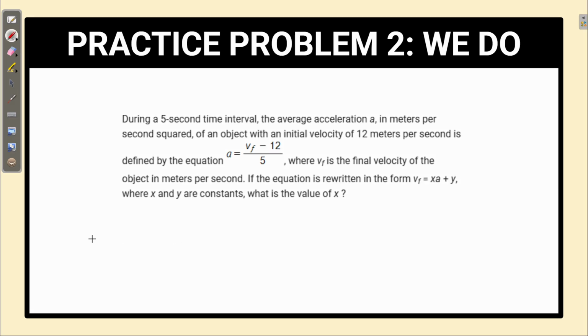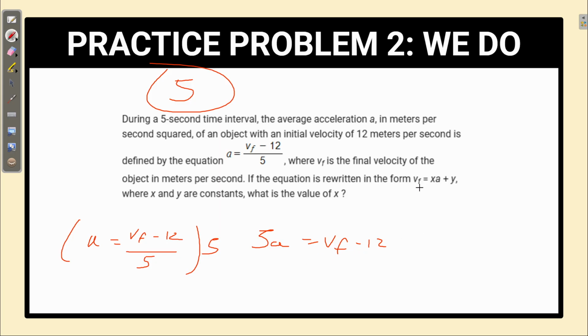Well, we have a equals (vf minus 12) over 5, and we're trying to isolate vf. So what I'm thinking is we multiply both sides by 5, just to get rid of that denominator. So we have 5a equals vf minus 12. And then x is attached to the a, so we can already assume that the answer is 5. And that is going to be the answer, so you'd be correct. But just to get it in this form, let's just add 12 to both sides, right? Why not? So 5a plus 12 equals vf.